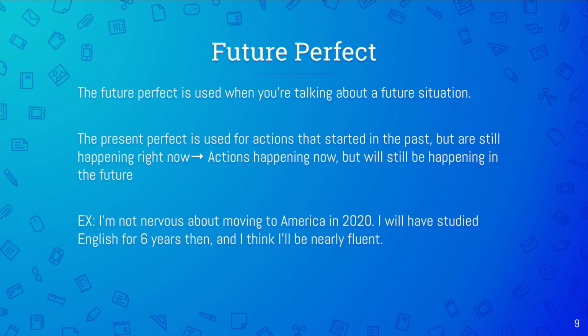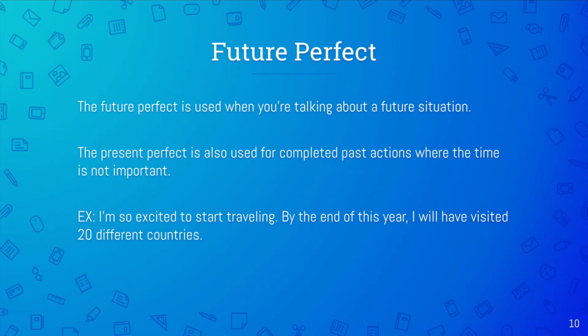Hopefully, you're able to follow that explanation of the past tense, because the future perfect tense is pretty much the same exact thing, but we are applying it to a future situation. So, the future perfect can be used for actions that are happening now, but will still be happening at a point in the future. And this is used when you're talking about that future situation. For example, "I'm not nervous about moving to America in 2020. I will have studied English for 6 years then, and I think I'll be nearly fluent." Same thing here. You're talking about a situation in the future.